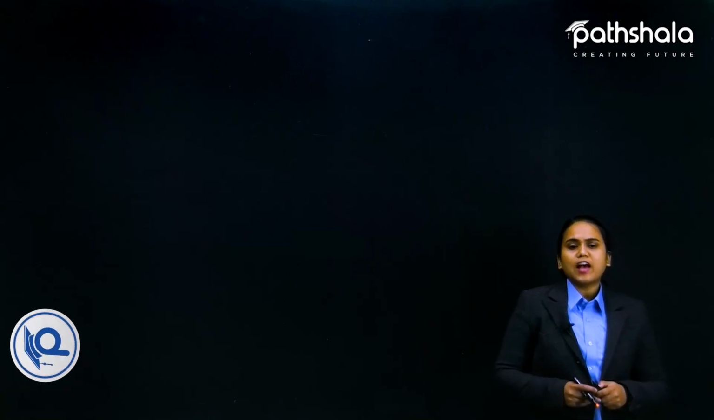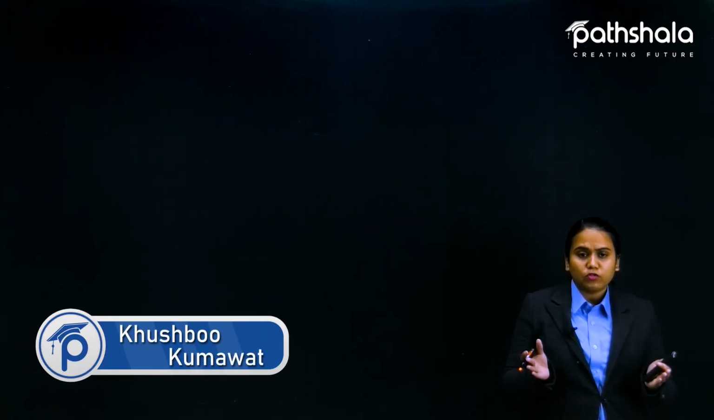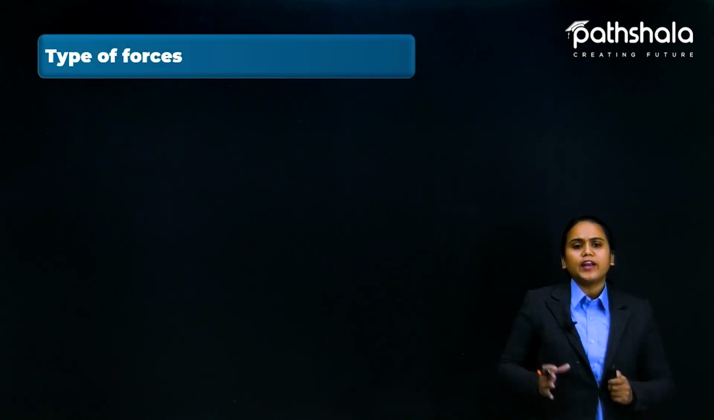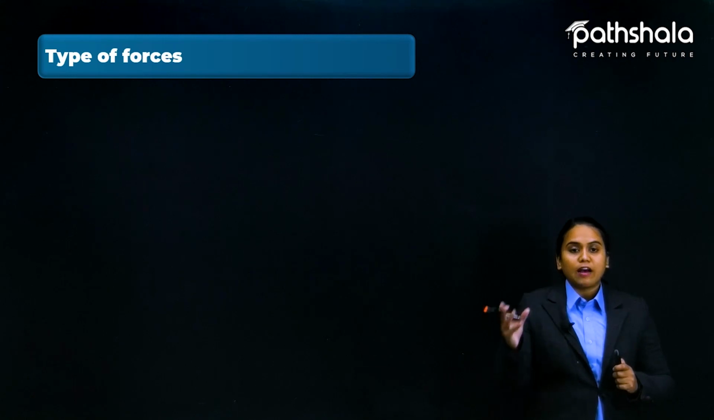Now, as we have learned about the effects of forces, we have also learned about the net force, the resultant force: if one force is applying from here and one force from here, what will be the resultant force on the object? Now, moving forward, let us see the types of forces. What kinds of forces do we have?